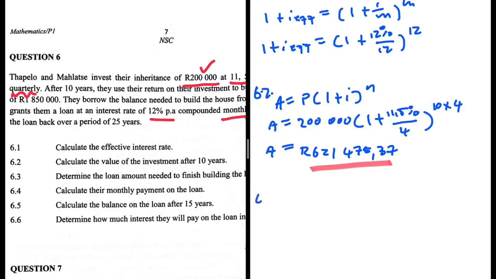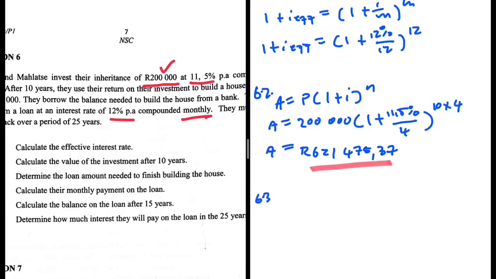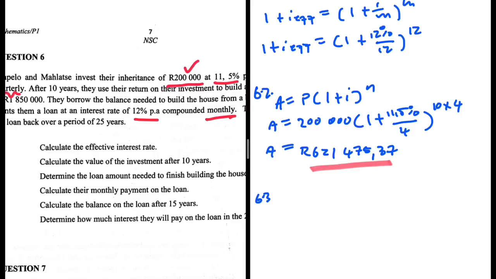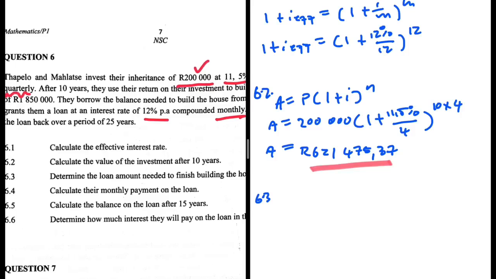And then 6.3: determine the loan amount needed to finish building the house. We know that the house costs 1.85 million, right? They only have 621,000 point something. So how much money are they actually going to need to finance in order to build the house? So the loan amount will be equal to the price of the house, essentially how much it's going to cost to build the house, minus the value of their savings.